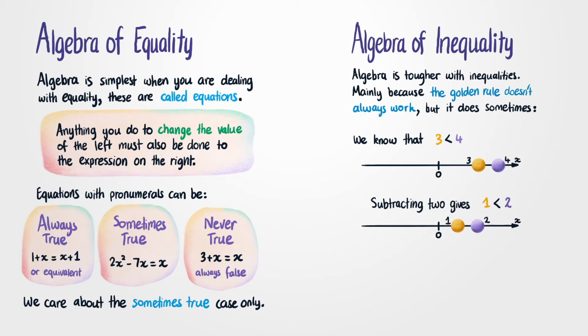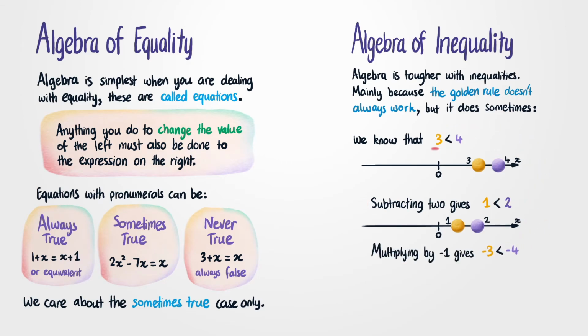So in the case where we did subtract 2, we would get 1 is less than 2. And as you can see here, this is still true. So by subtracting a number like 2, if you started with a true expression, you still get a true expression, even for inequalities. However, this sort of thing doesn't always work. So for example, if I took this expression and multiplied both sides by -1, you see something else happens.